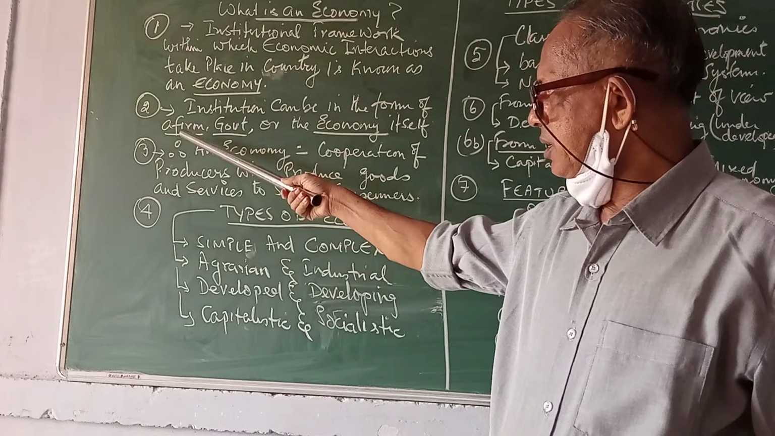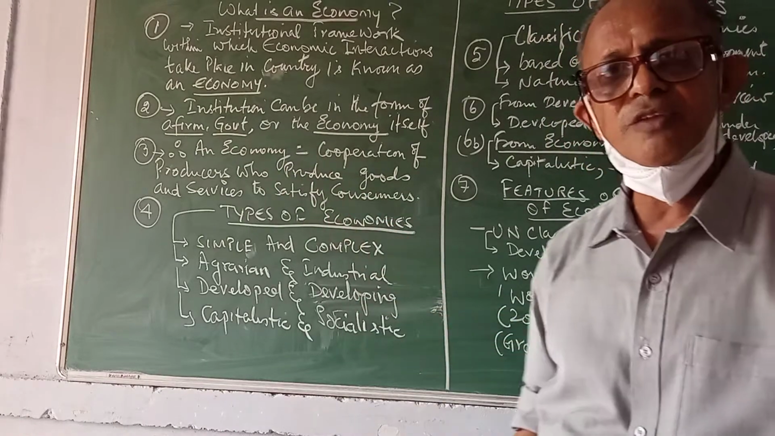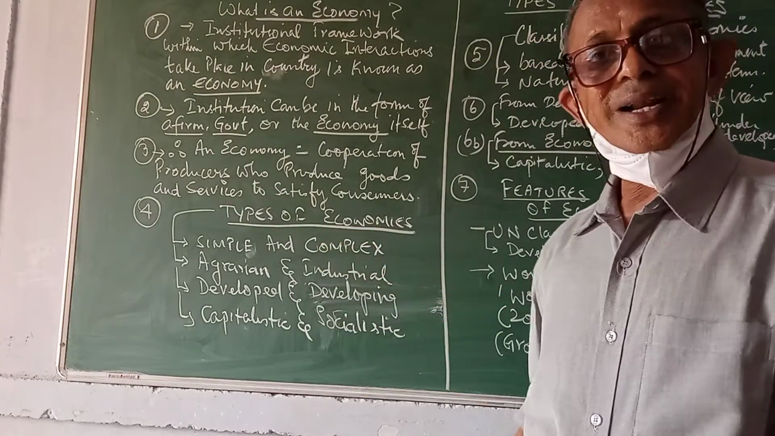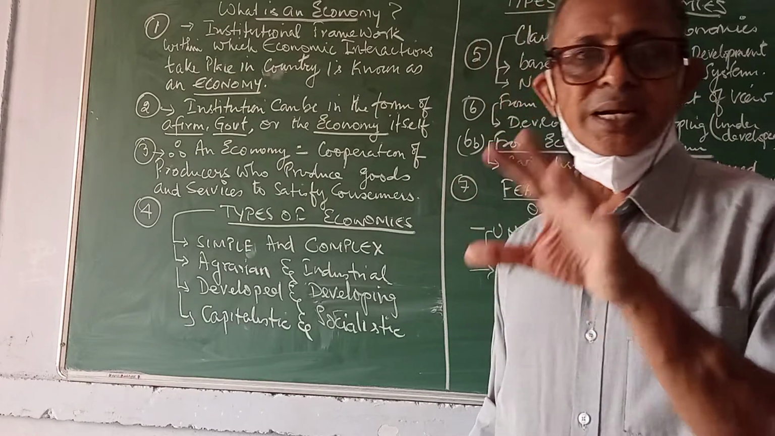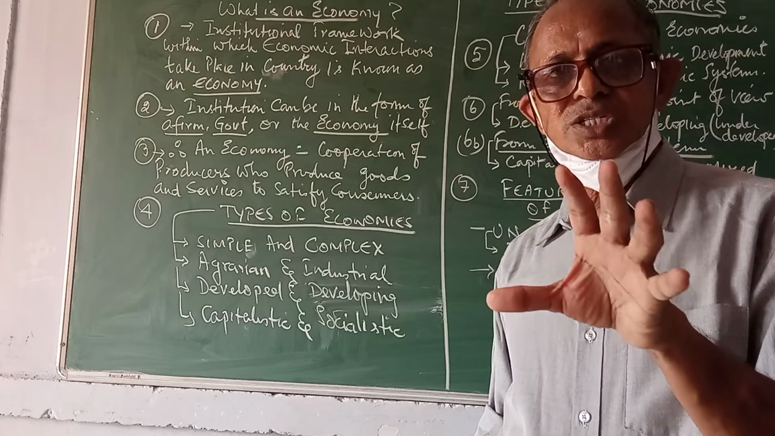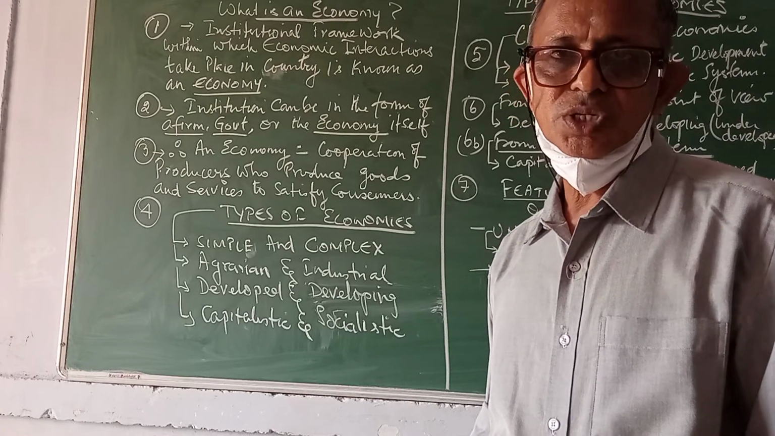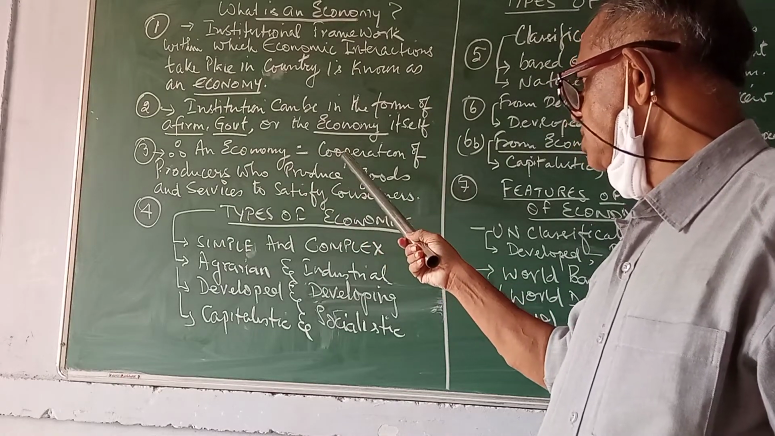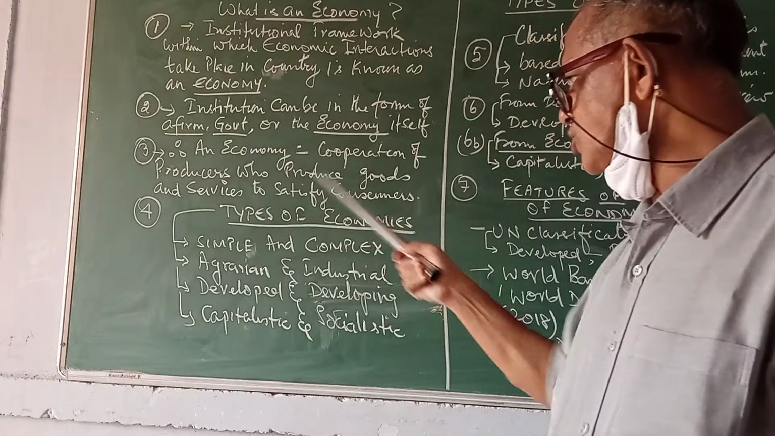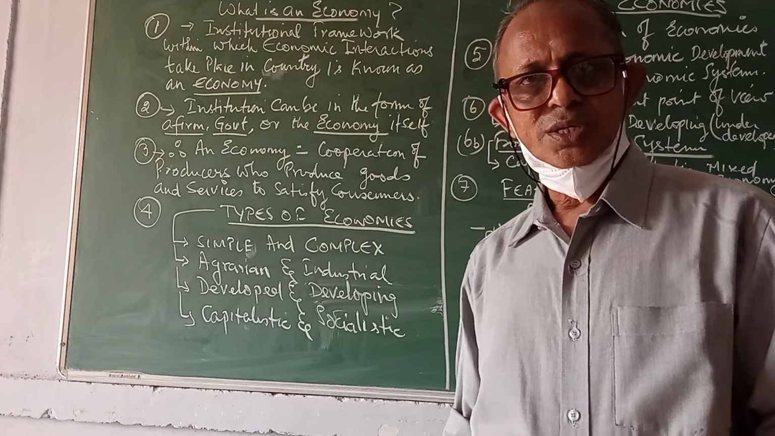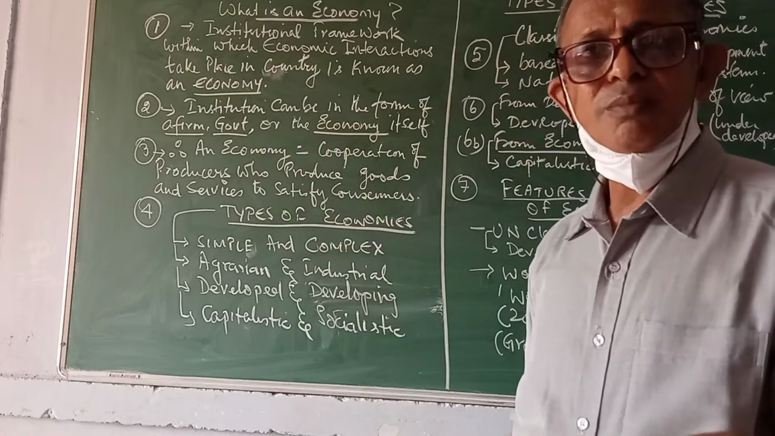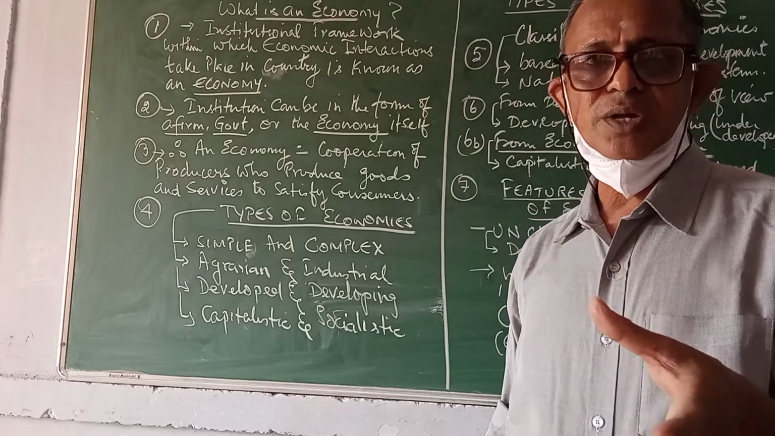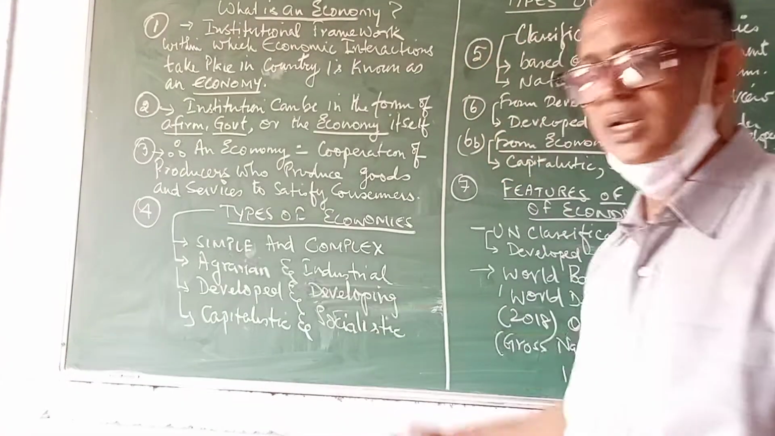Economy can be in the form of a government, it can be in the form of a firm, or it can be in the form of an economy itself. For economic interactions to take place within an economy, two elements are very vital: one is the producers and another is the consumers. An economy is a sum total of cooperation of producers who produce goods and services to satisfy consumers. So ultimately, the definition of an economy boils down to the interaction between a producer and a consumer. Okay.